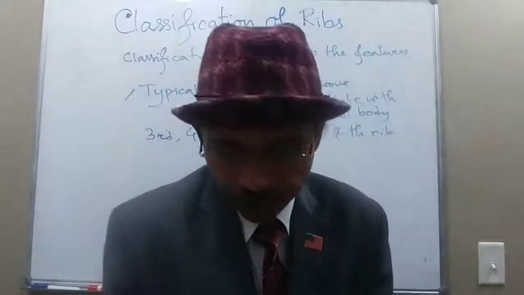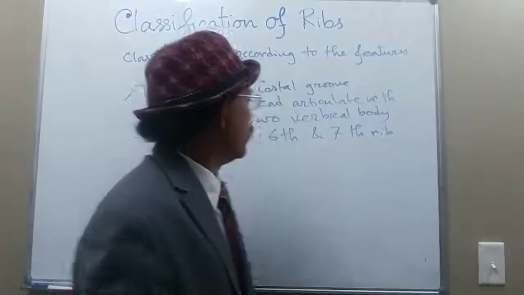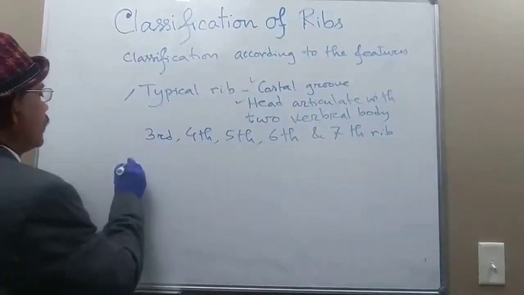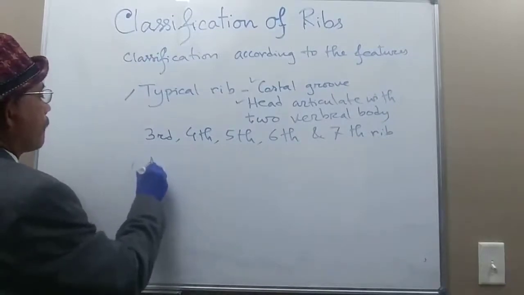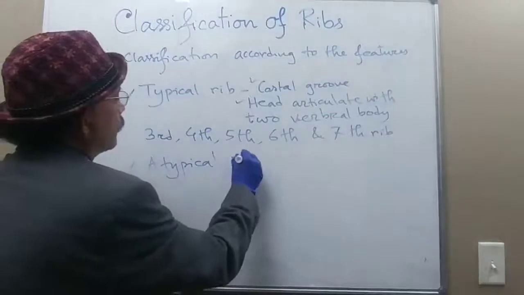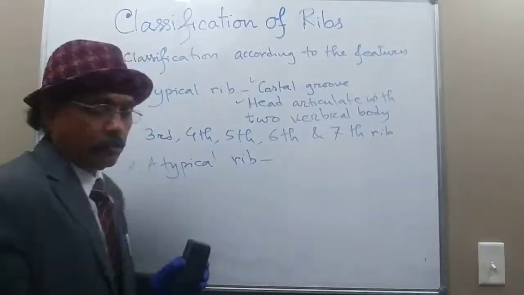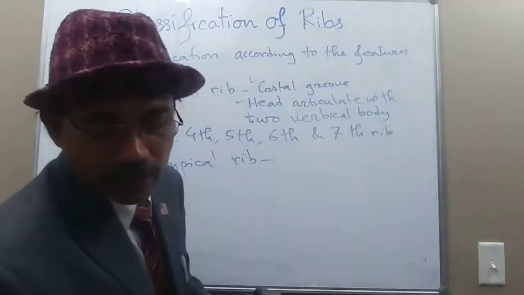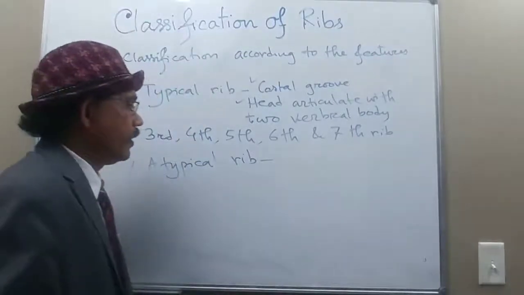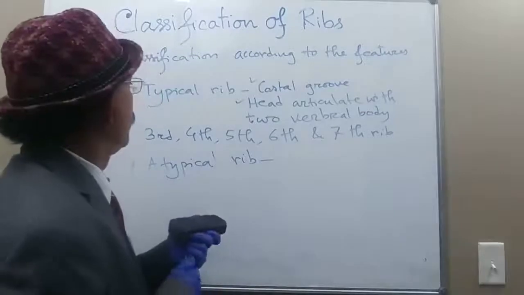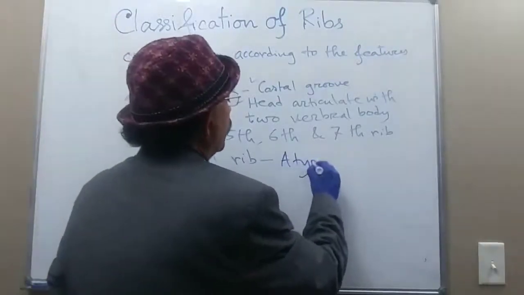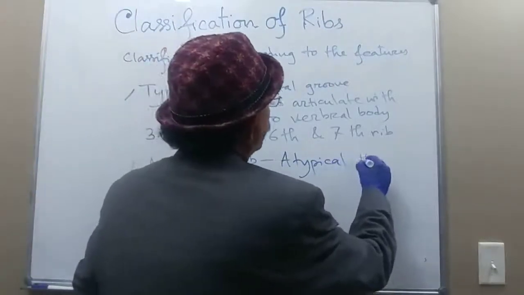Okay, we got the typical ribs. Now we'll go to the atypical ribs. Atypical ribs. Atypical rib has some atypical features.